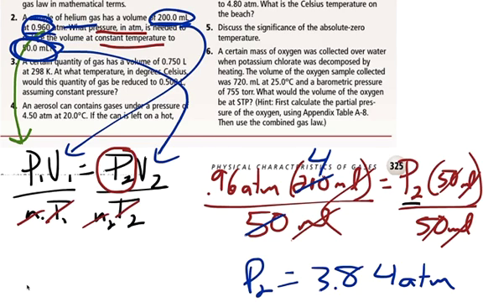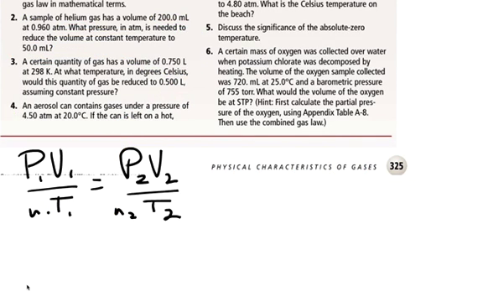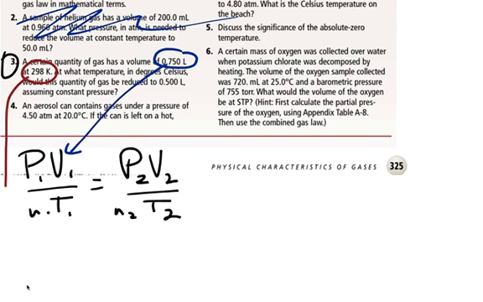So, lots of fun. Might as well do another one while we're here. Again, I'm going to start with my combined gas law for number 3. I'm not going to try to figure out which law I need. Again, we already did 2. It says a certain quantity of gas has a volume of 0.75 liters. So this is a volume, that's my V1, at 298 Kelvin. So that is a temperature they're giving me.